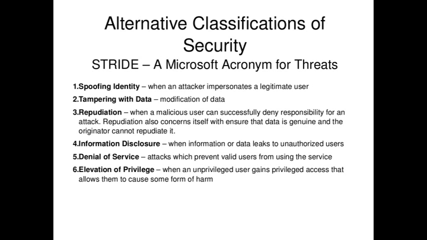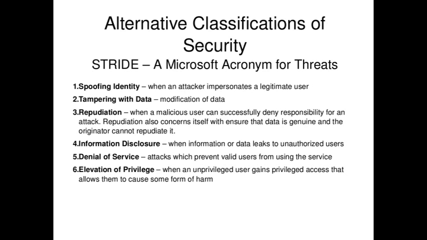This is actually what we used where I work. So the first one is spoofing identity, which is when an attacker impersonates a legitimate user. Two is tampering with data, which is basically modifying data. Then repudiation, which is when a malicious user can successfully deny responsibility for an attack.